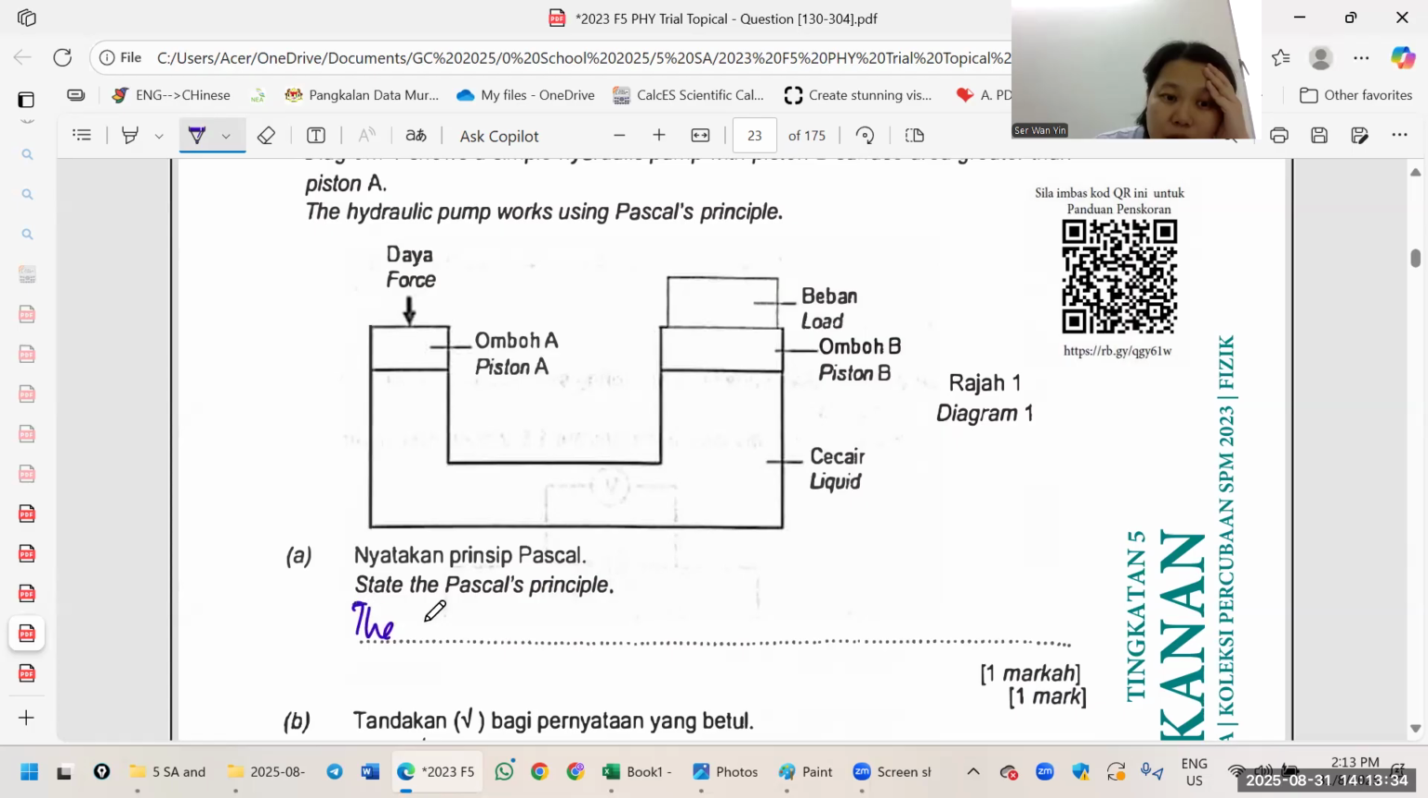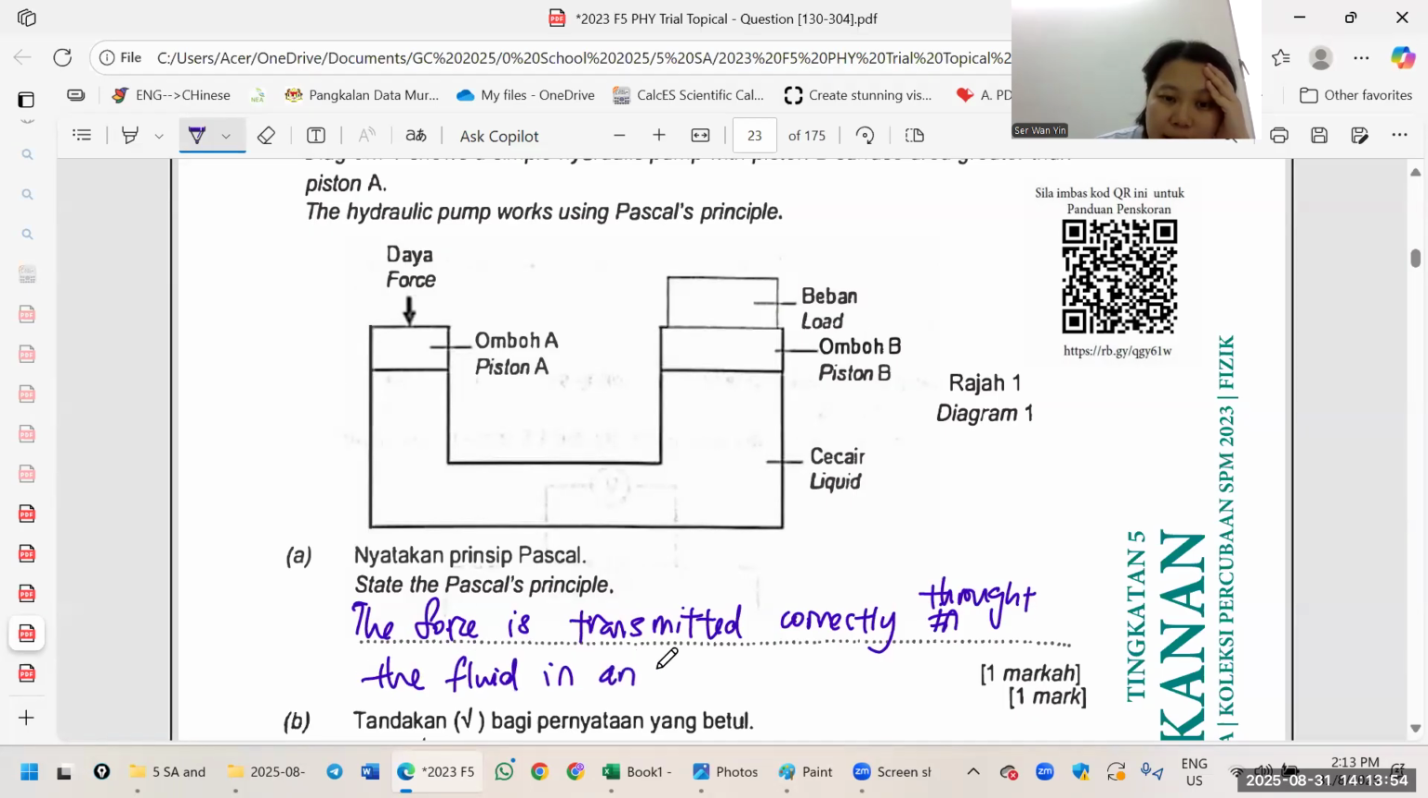The force is transmitted correctly throughout the fluid in an enclosed system. So this is the system that is closed all up, so we say enclosed system.